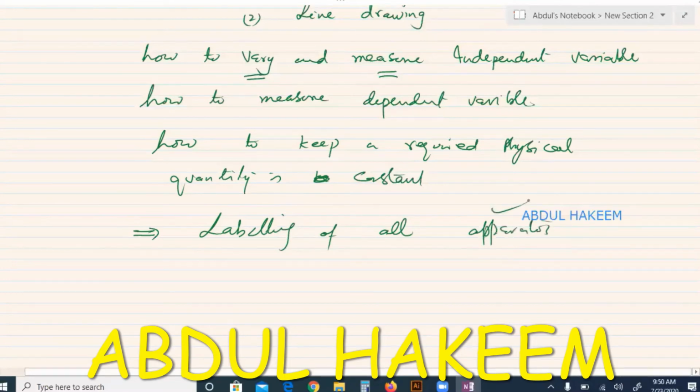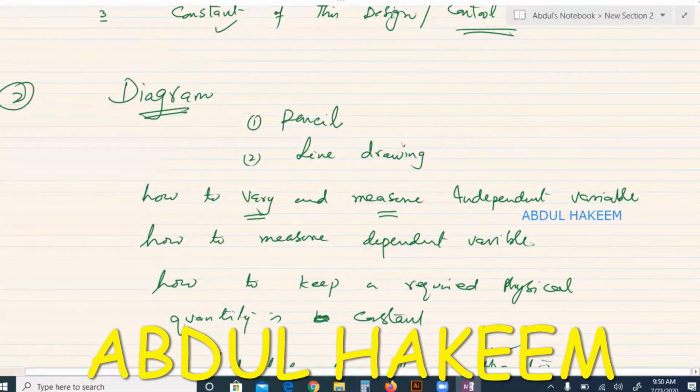This is very important. We have to write the name of each and everything. Even we have to write the name of the wire. This is wire, this is thermometer, this is anemometer, like this, okay? So usually this diagram carries 2 marks.